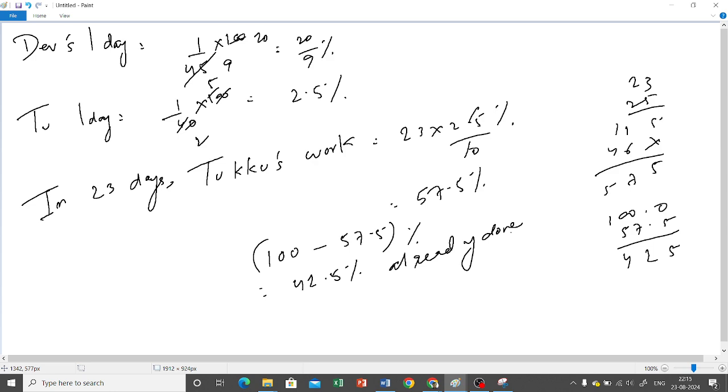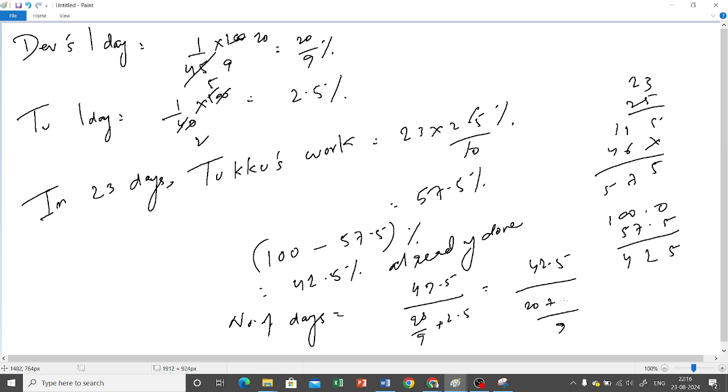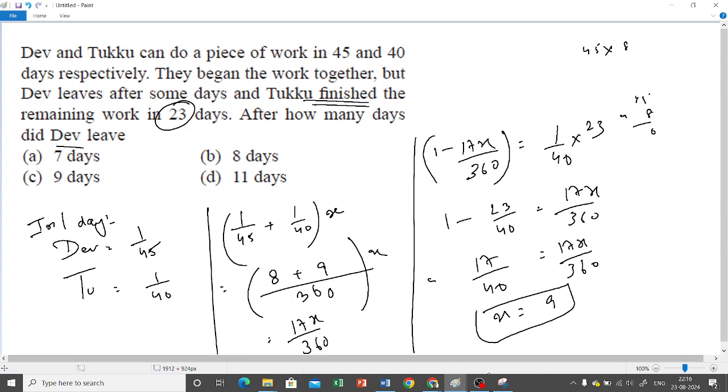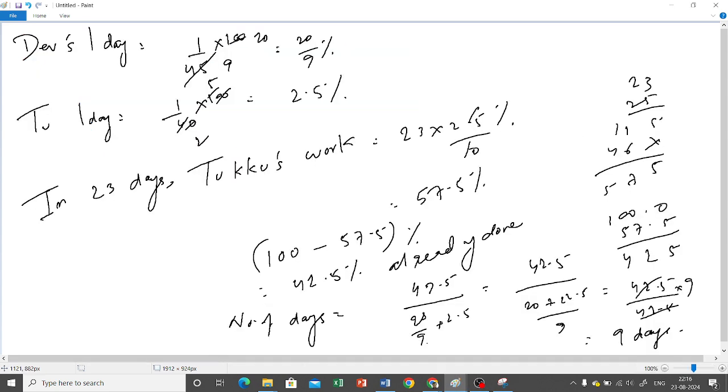Now the question is: in how many days has this 42.5% work been done? This 42.5% work was being done by Dev and Tupu together. That means 42.5% divided by 20 by 9 plus 2.5%. If you solve this, you will get 9 days. Did you understand? Don't you think the second approach was a little easier than the previous one? I mean, in terms of fewer calculations.